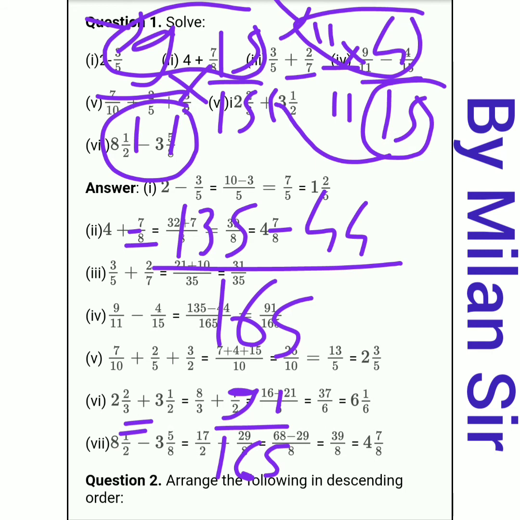Now we cannot simplify it. And here our denominator is more than the numerator. Right. So this is a proper fraction, so we cannot convert it into a mixed fraction. So this is our final answer, 91 upon 165.